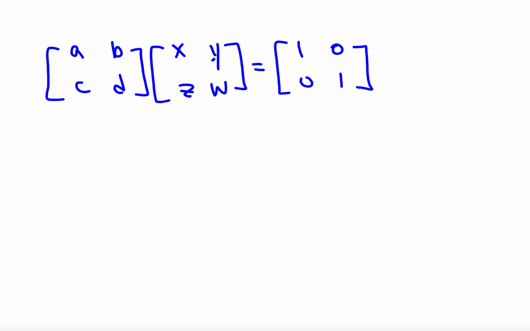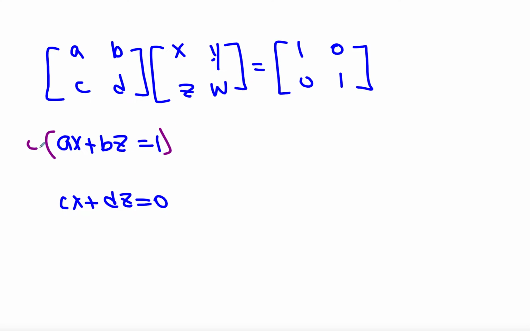I'm going to set up the two equations just like before. AB is multiplied to XZ, so we have AX plus BZ equal to 1. And then same thing, CD is multiplied to XZ, so we have CX plus DZ equal to 0. How am I going to solve this one? I'm going to multiply the first one by C. I'm going to multiply the second one by negative A.